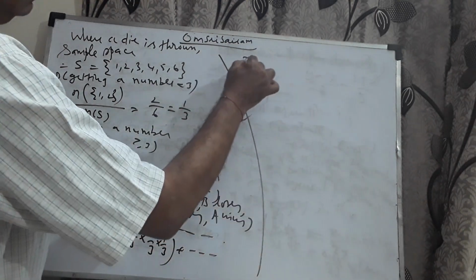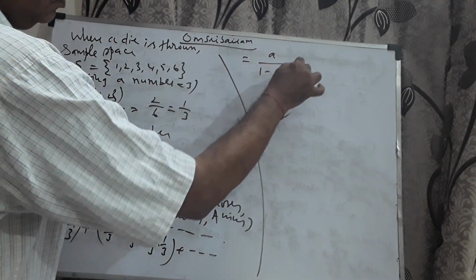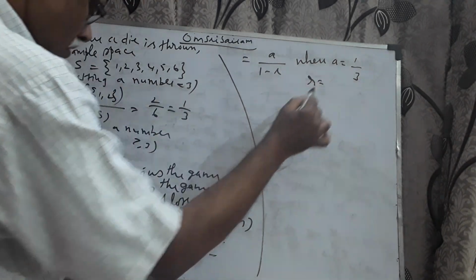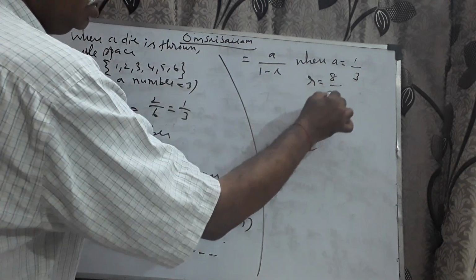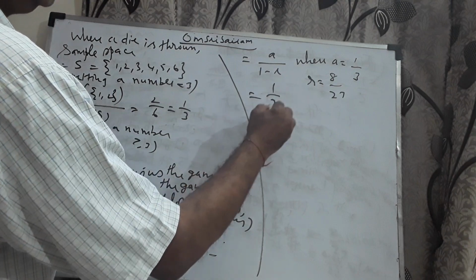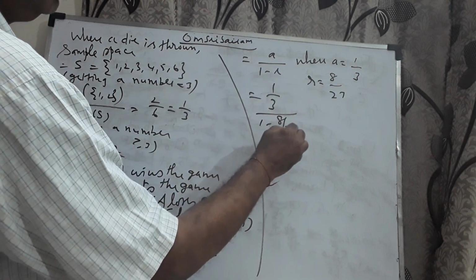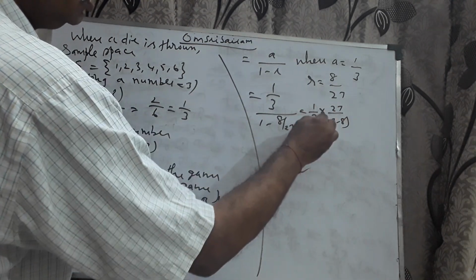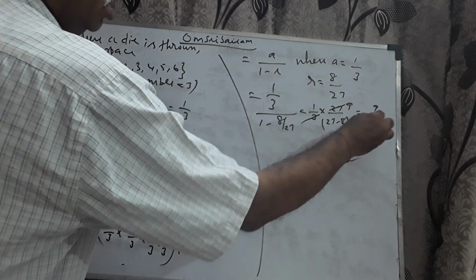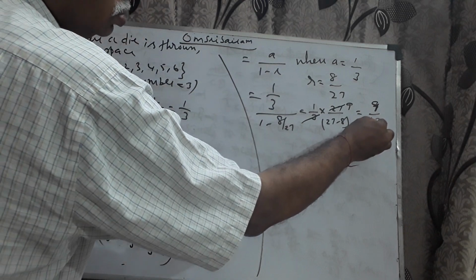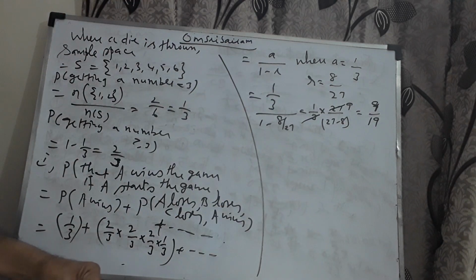This is the application of infinite GP, a by 1 minus r, where my first term a is 1 by 3, and my common ratio r is 8 by 27, 2 cube by 3 cube. This equals 1 by 3 divided by 1 minus 8 by 27, which is 1 by 3 into 27 by 27 minus 8. Here I will get 9 upon 19. 9 by 19 is the answer for the first one.